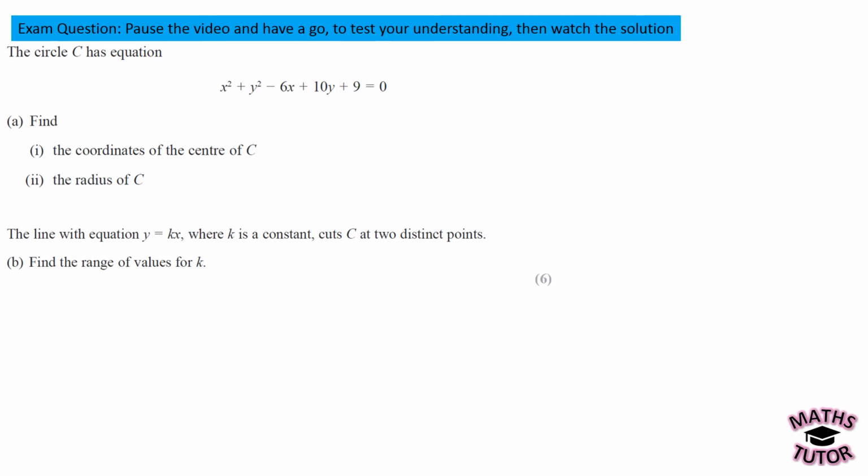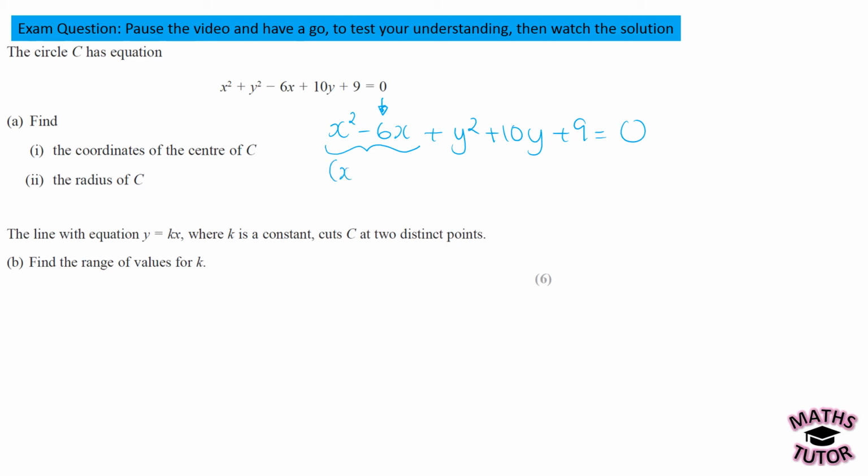So what we need to do is use the skills that we use when we're completing the square. So we're going to put all the x terms together, and then the y terms, and then have that plus 9 just on the end. Now looking at these x terms, when we complete the square, you half whatever's in front of the x term and look at that bracket all squared.